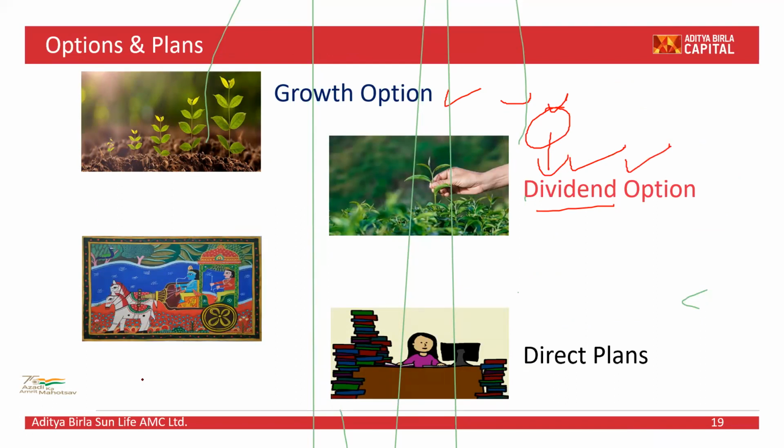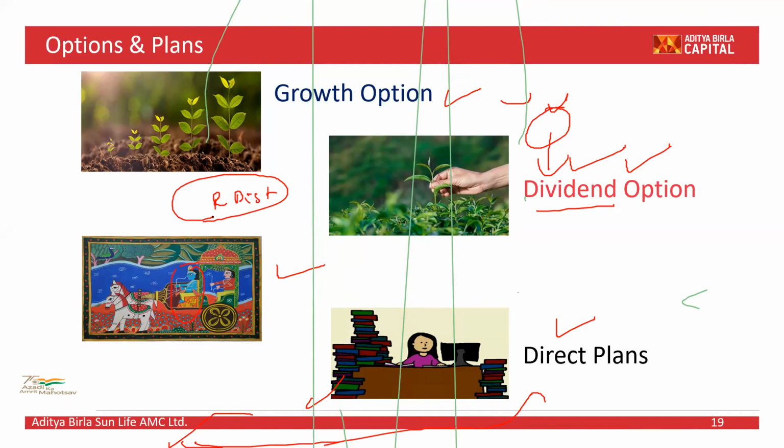There is also something called a direct plan, and there is something called a regular plan. Now, what is the difference? First of all, the regular plan on the left hand side. There is the charioteer over here, Sri Krishna sitting over here. So there are some registered distributors who help you to select the mutual fund schemes and invest in them, so that you can meet your goals.